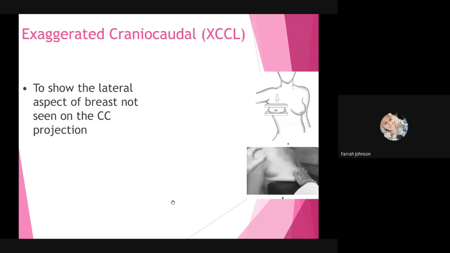Then we have our XCCL, or our exaggerated craniocaudal view. This is a very, very common view, and it's used to show the lateral aspect of the breast that is not seen on the CC projection. In layman's terms, this image is basically a CC, except that you're pulling in as much lateral tissue as possible, and you're going to clip a little bit of medial.